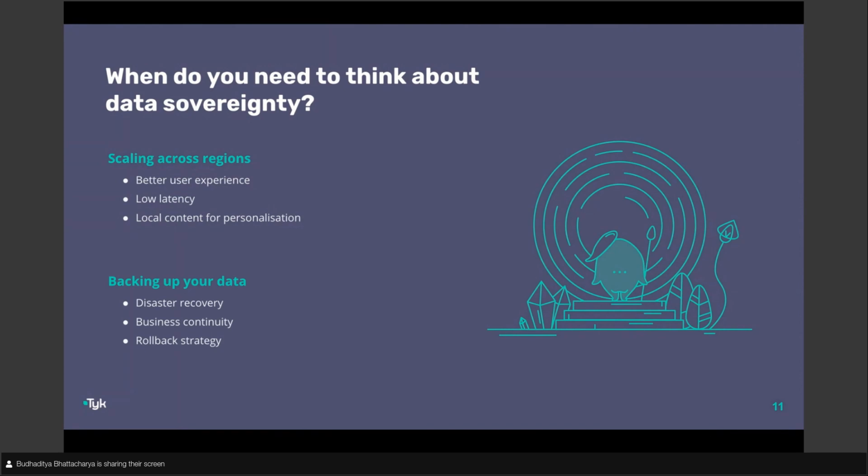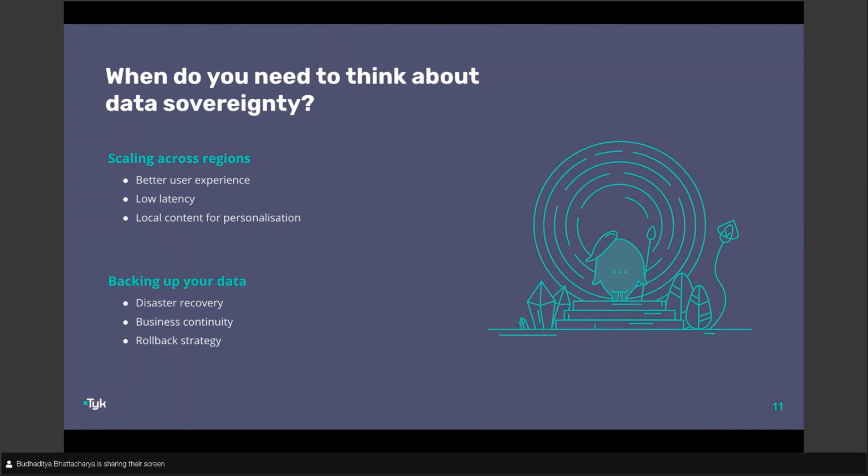Let's say I'm currently based out of Singapore, and there is a single data center in Singapore and it has gone down. Then you need to have some form of strategy, some form of disaster recovery or business continuity plan in place, which would ensure that your users are not cut off from your services. Once again, it has a huge impact on your business and your reputation, and therefore could mean the end of the road for you. So that's the two main situations, I think, where you need to start thinking about data sovereignty.